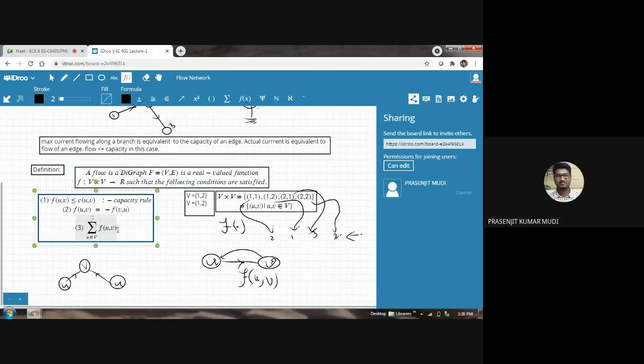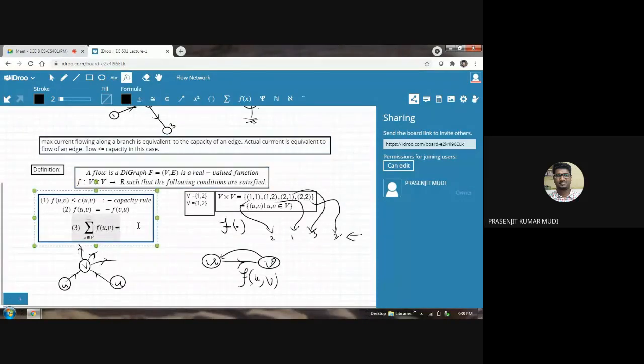So this is the incoming flow onto a vertex V from many other vertices U belonging to capital V. And that should be equal to all the outgoing flows from that vertex V, like this. Sir, you applied KCL here? Yes, KCL. This is actually based on Kirchhoff's current law.